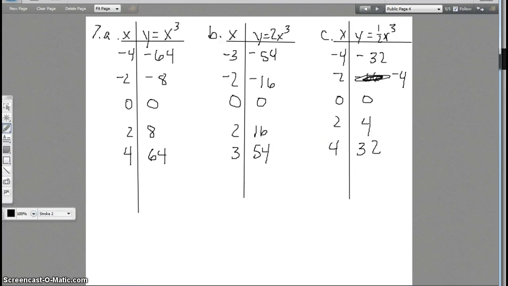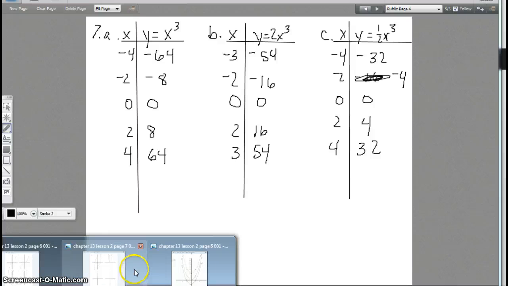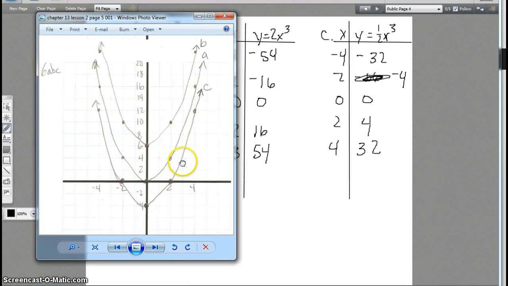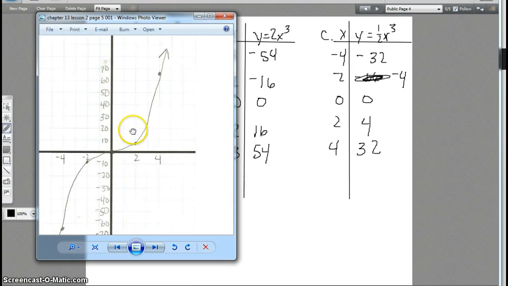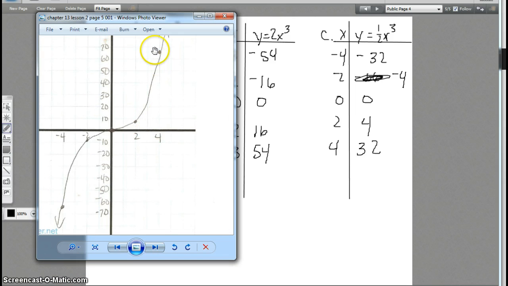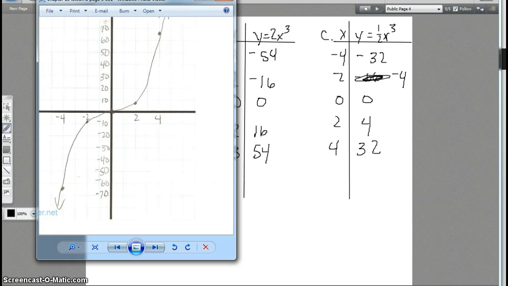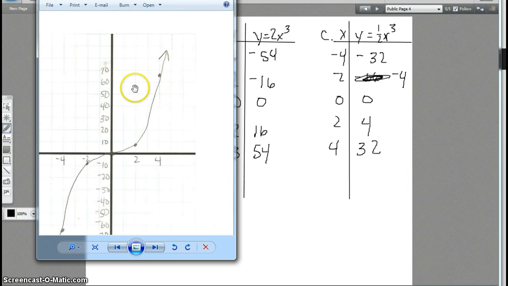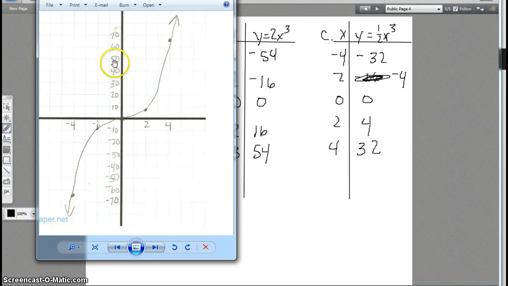Then you have to graph each of these on a separate axis. These are not graphed all together. These are graphed separately. So let me see. First off, here is number 7, part A. Let me stretch this up a little. Okay, so number 7, part A.